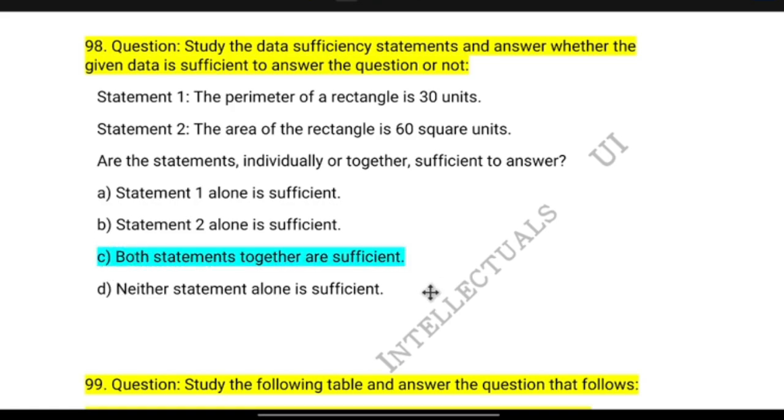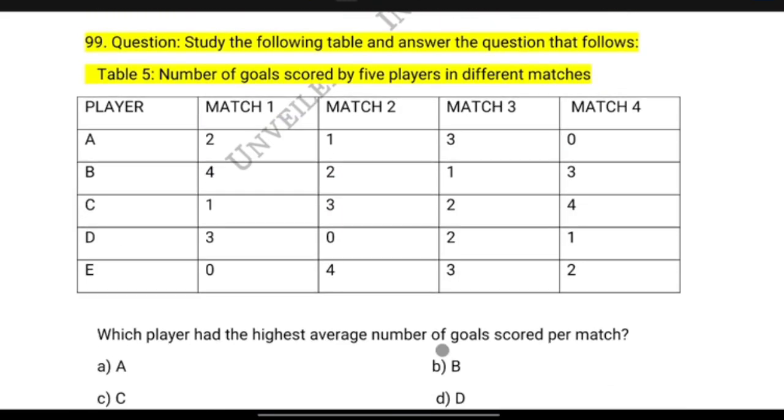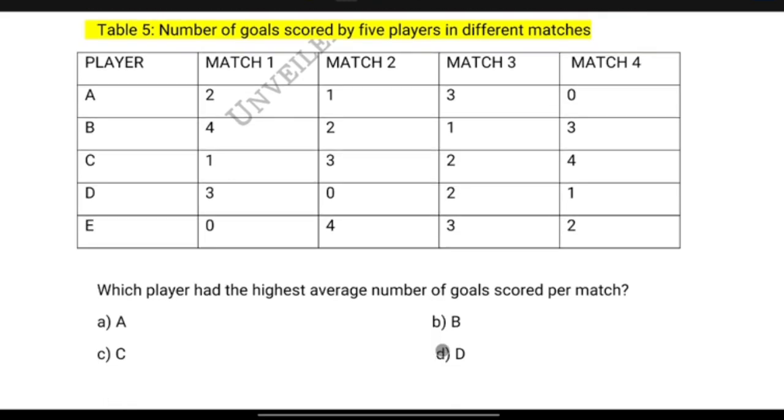99. Question. Study the following table and answer the question that follows. Table 5. Number of goals scored by 5 players in different matches. Which player had the highest average number of goals scored per match? Right answer is B.